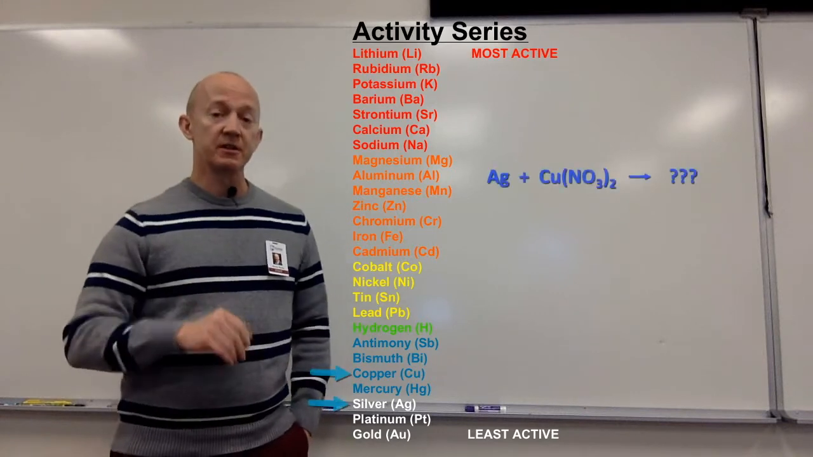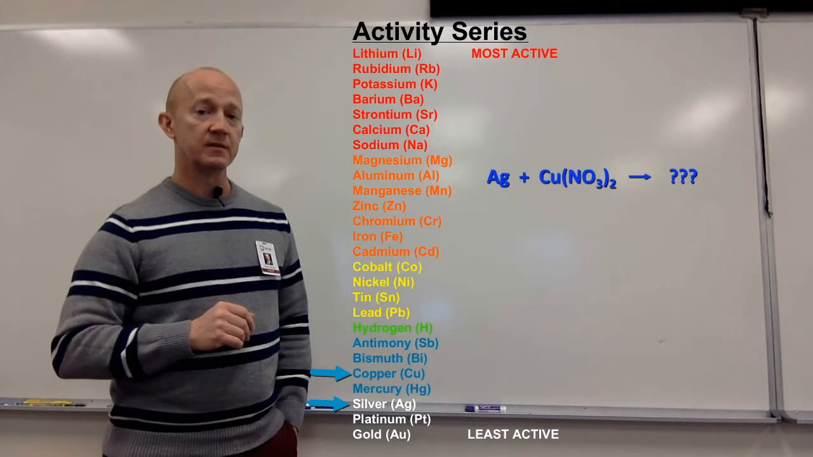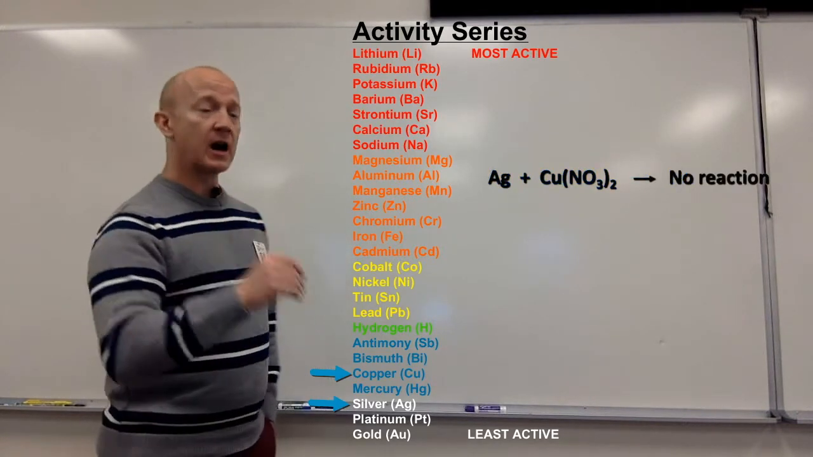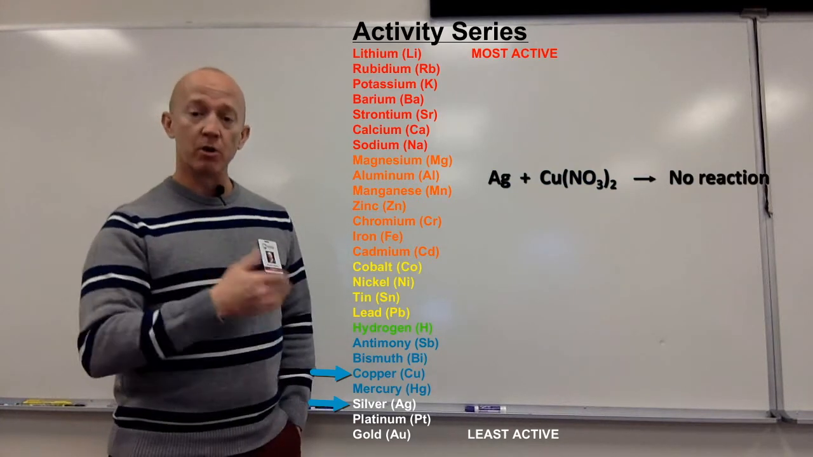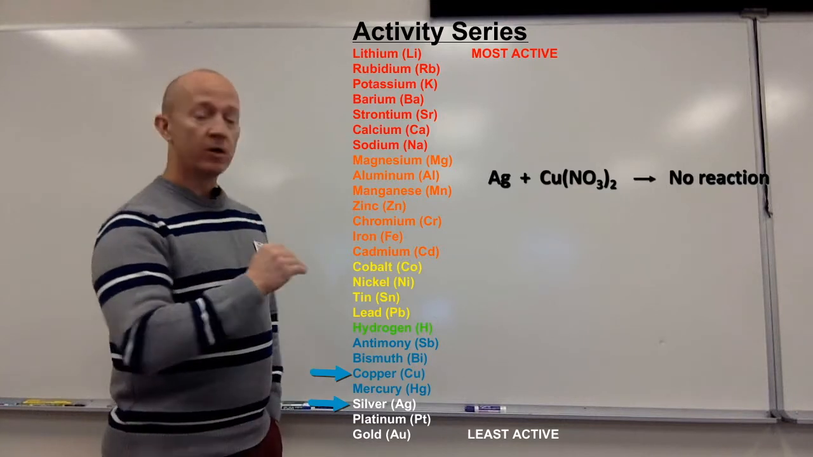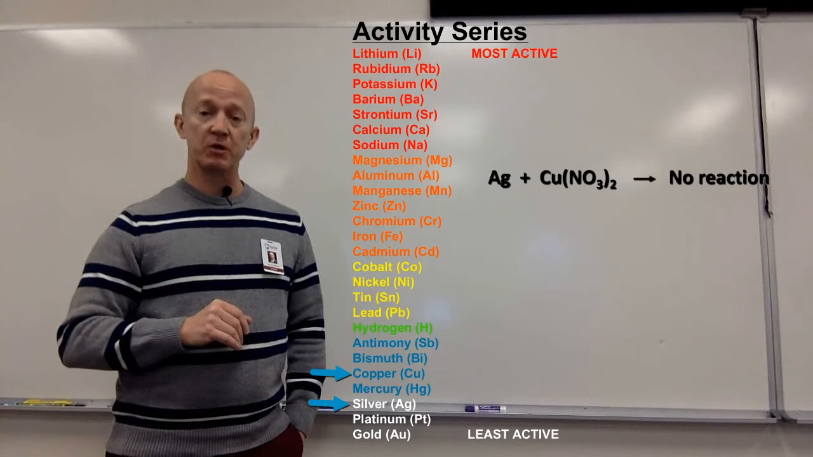Using the activity series, tell me if silver will react with copper nitrate. It will not. That's correct. It will not because silver is lower on the activity series than copper. And so therefore silver will not replace copper in this reaction. So no reaction occurs between those two substances.